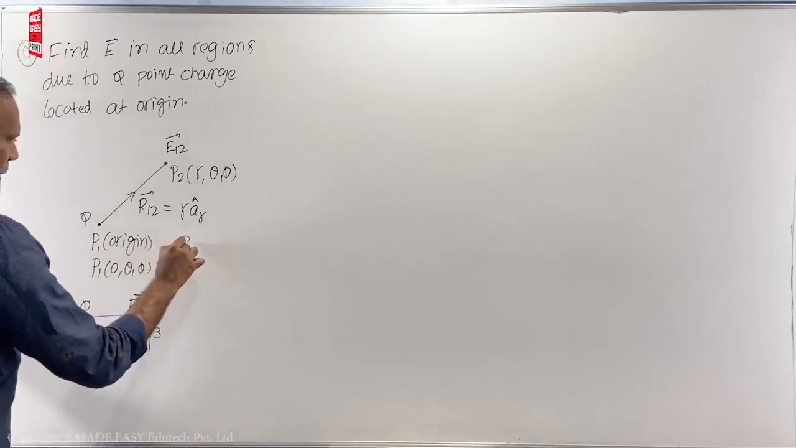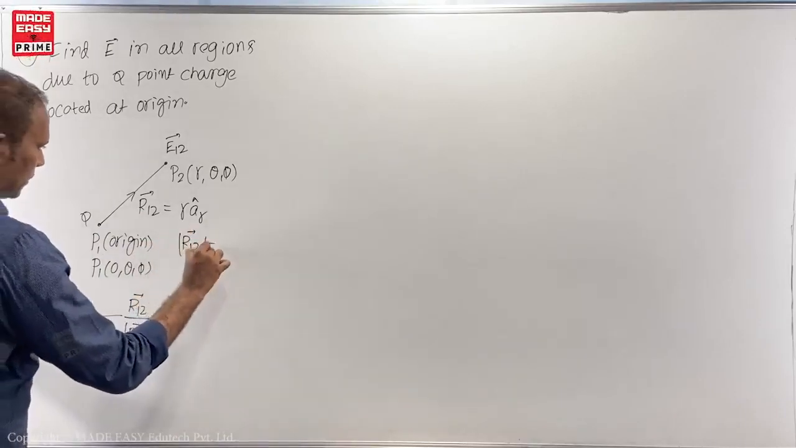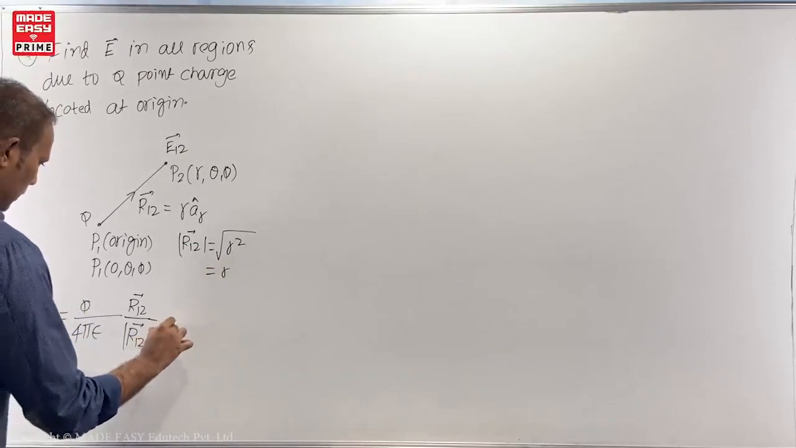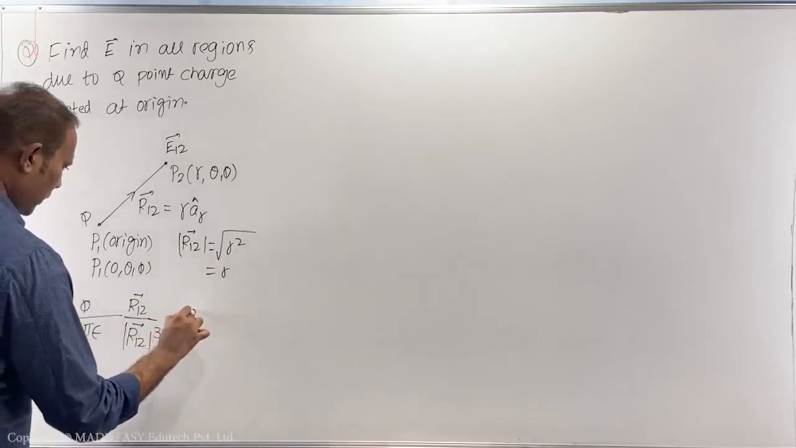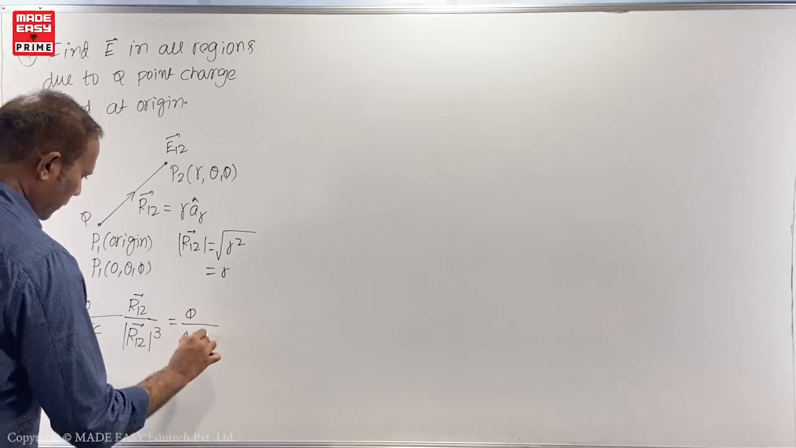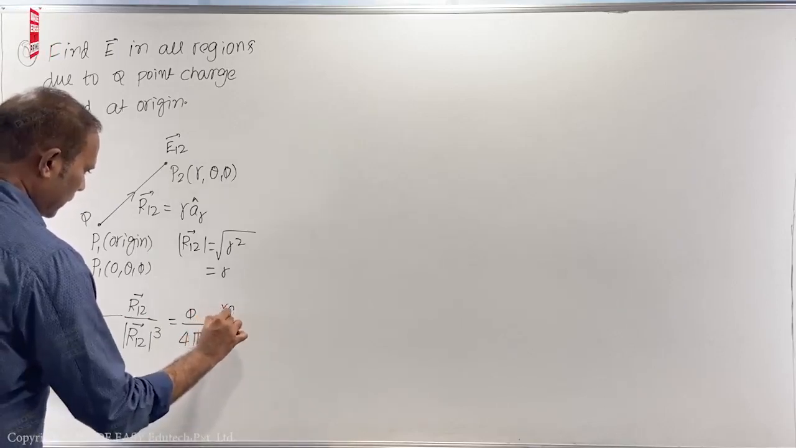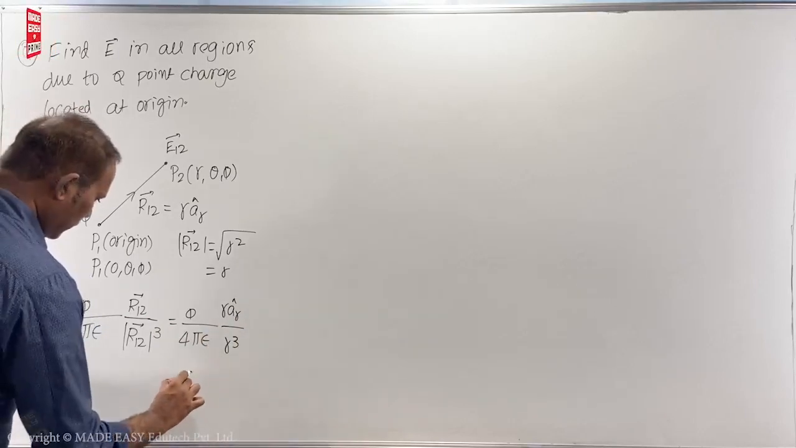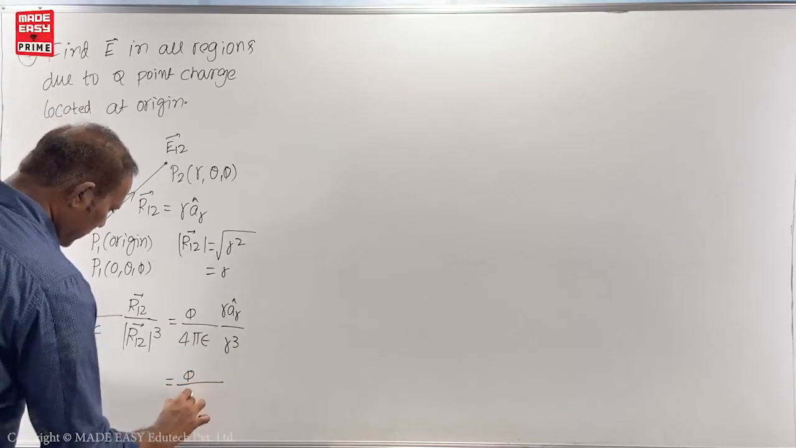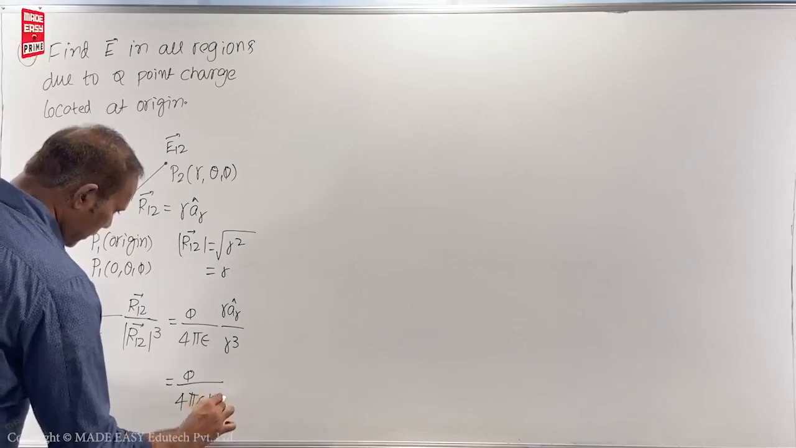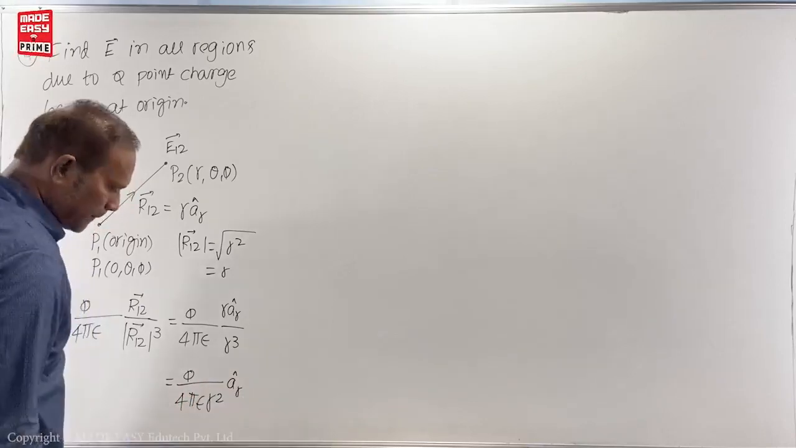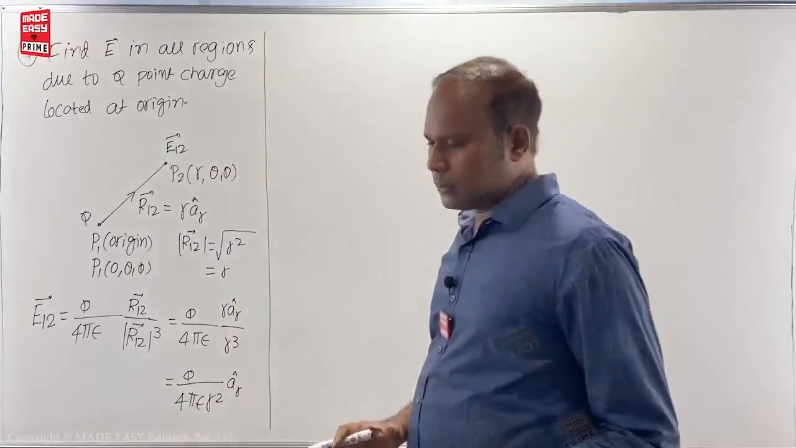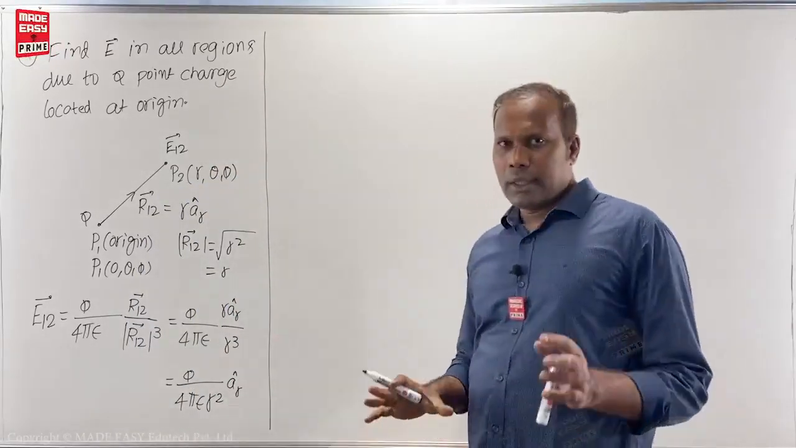Now, what is modulus of R12 here? That is equal to root of r square, that is equal to r. So Q divided by 4 pi epsilon, and it is r divided by r cube. So ultimately we get Q divided by 4 pi epsilon r square aR. So here, now this is the derivation.